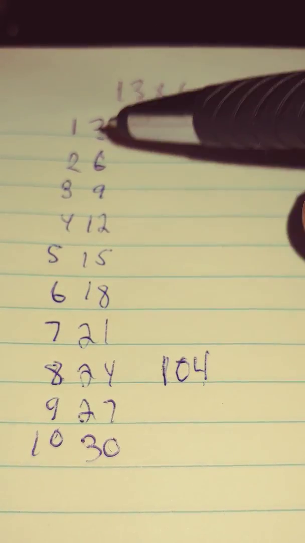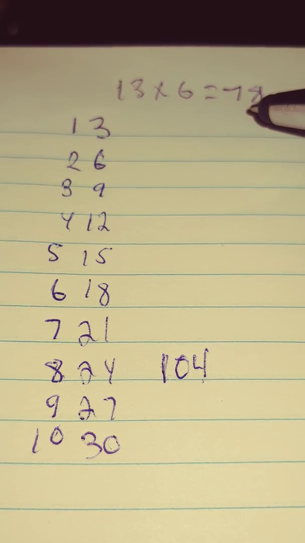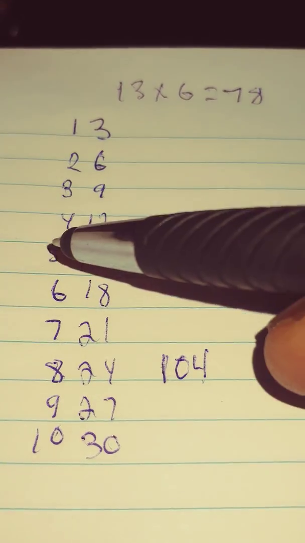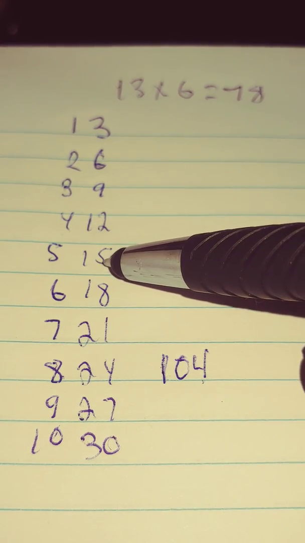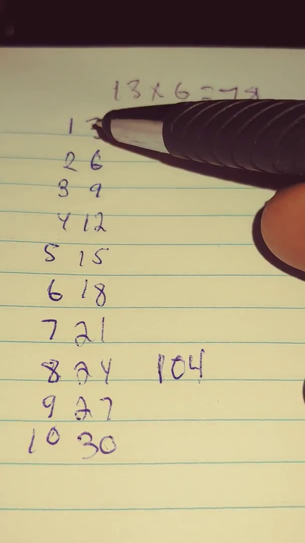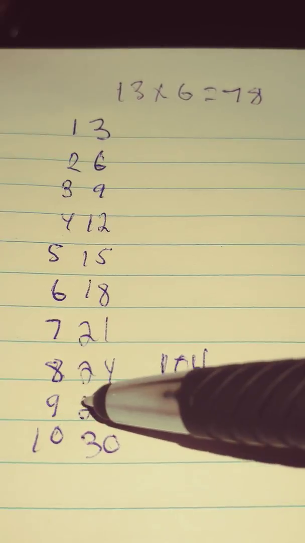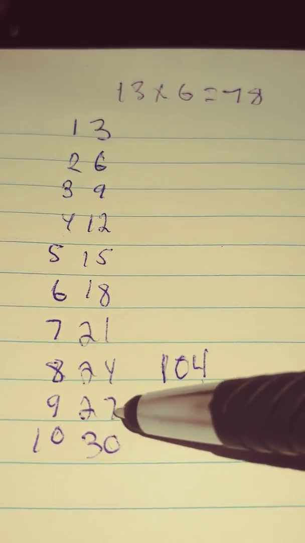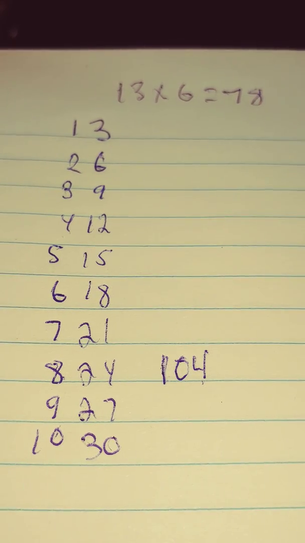Okay? 13 times 6, again, you have your 78. 13 times 5 is 5, and 1 is 6, 65. Okay? As simple as that. 13 times 9 is going to be 117, because it's 11 after 7. Easy to do.